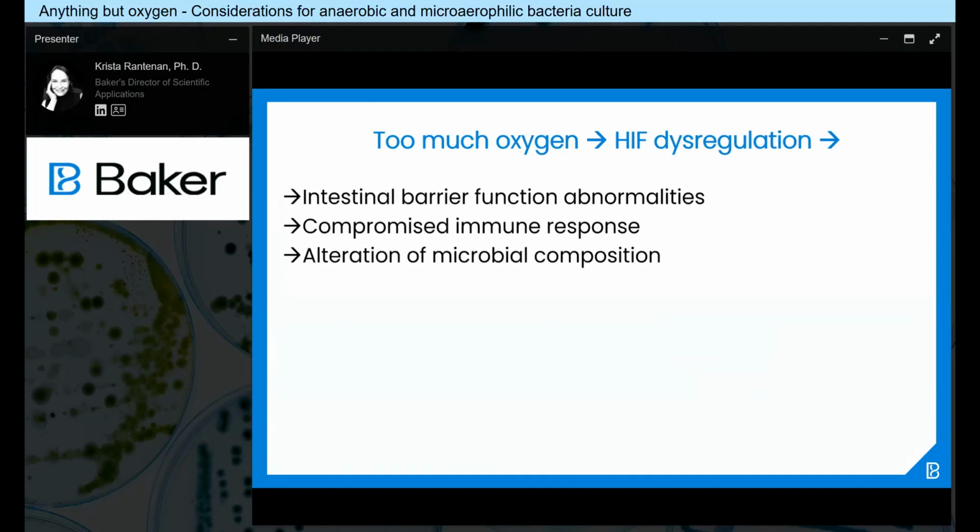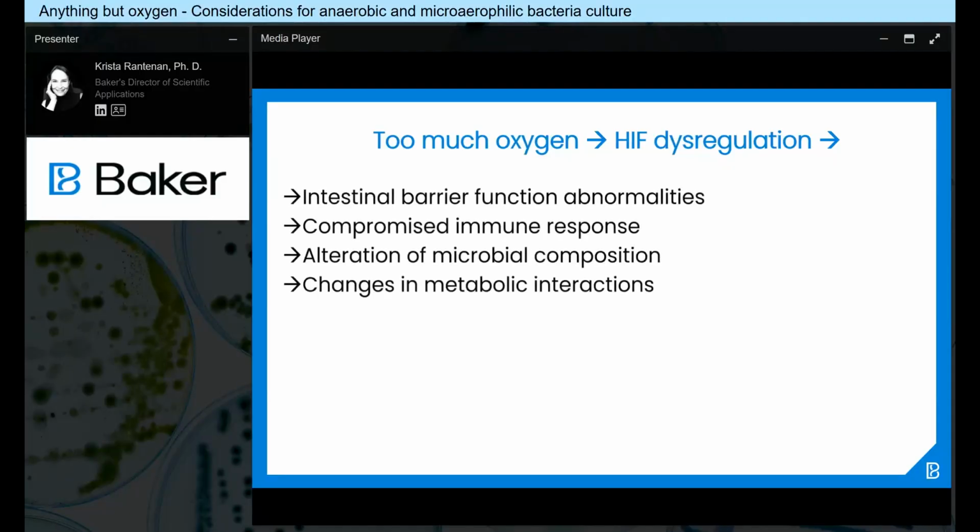Also, the microbial composition is altered if we have HIF dysregulation, which comes from too much oxygen. So the gut microbiota can influence and be influenced by HIF activity. So dysregulation of HIF can really alter the gut environment, and it might favor the growth of pathogenic bacteria over the beneficial ones that you actually need. So this imbalance, which is called dysbiosis, can make gut inflammation and other gastrointestinal issues far worse.